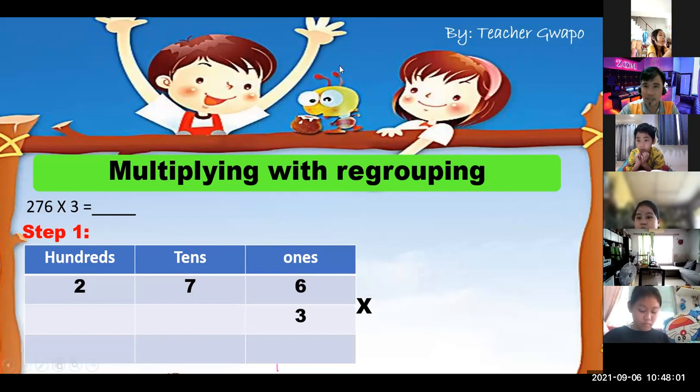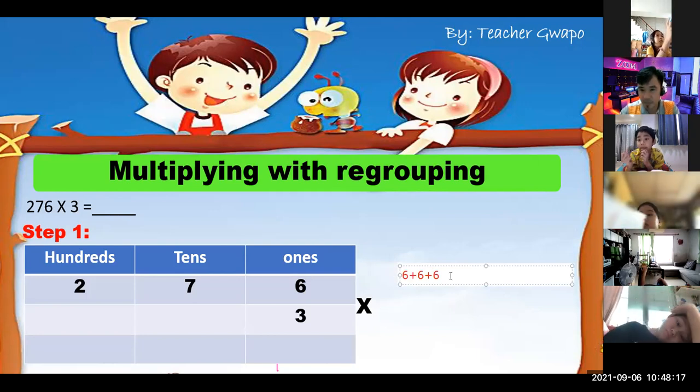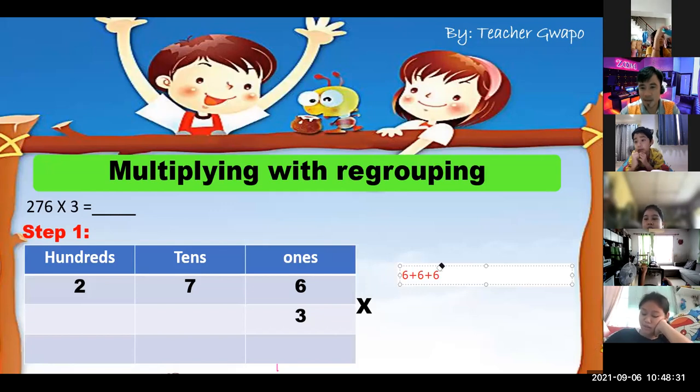6 times 3 means 3 times 6 or 6 times 3 is like 6 plus 6 plus 6. What's the answer? 6 plus 6 plus 6 is equal to 18. Very good. So your answer is 18. Now if your answer is 18, we cannot write number 18 here, right?